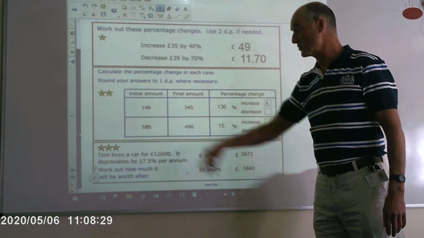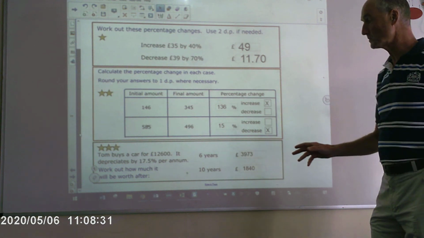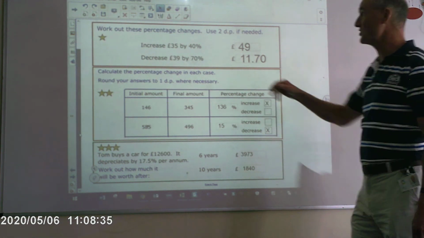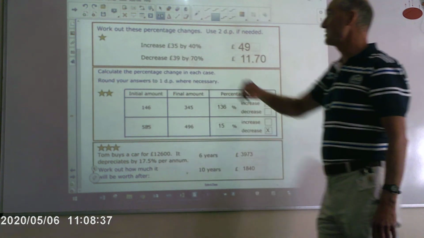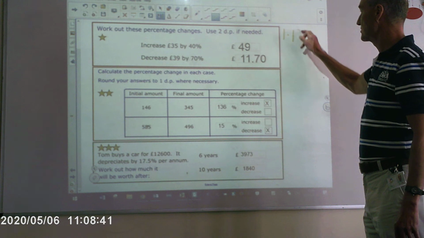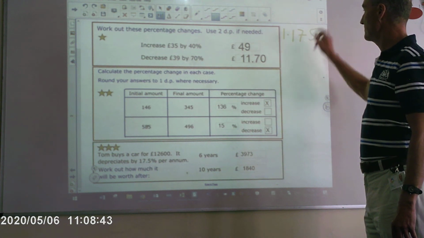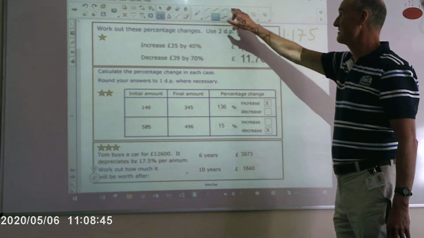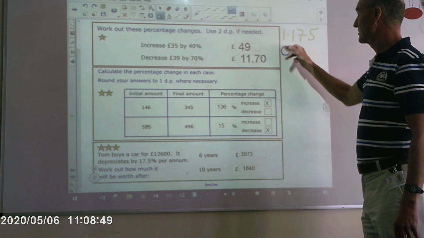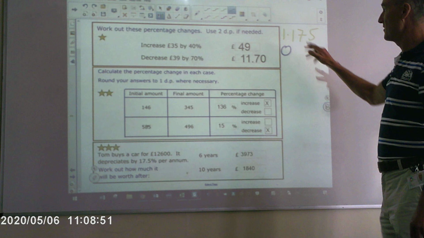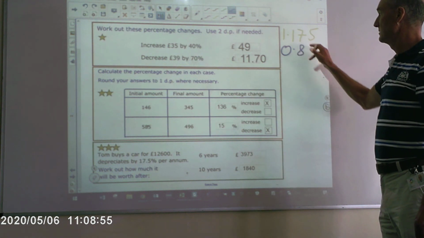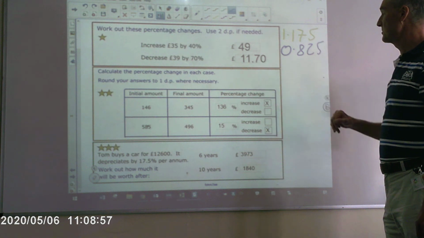Tom buying a car for 12,600. Depreciating in value by 17.5%. If it was going up by 17.5% each year, your multiplier would be 1.175. But it's going down in value each year. So your multiplier is going to be that 0.175 taken away from 1. So that is going to be your multiplier.